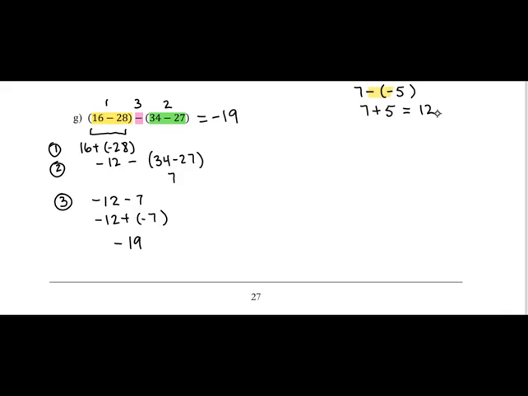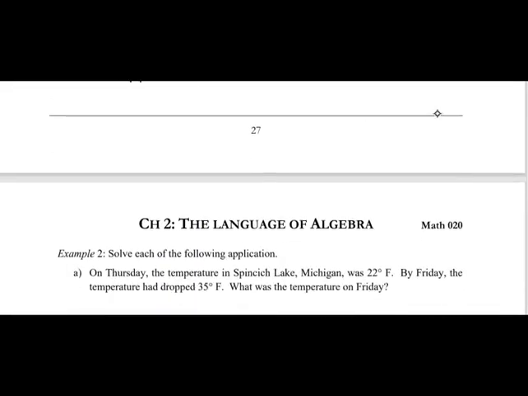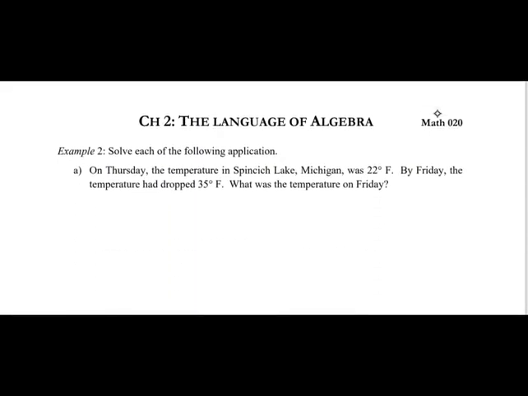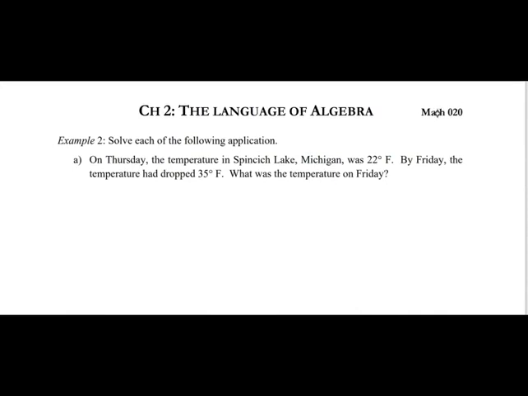Now we're ready for some application problems. Application problems are your word problems. So in example 2, we solve each of the following application problems. On Thursday, the temperature in Spencer's Lake, Michigan was 22 Fahrenheit. By Friday, the temperature dropped 35 Fahrenheit. What was the temperature on Friday?